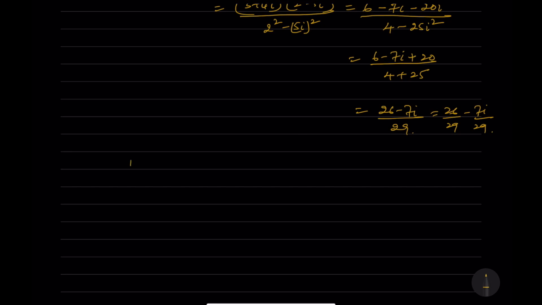Now we have some special cases. Suppose you are given the problem i to the power of 5. How to solve this problem? You can write this as i to the power of 4 into i. Now i to the power of 4 can be written as (i square) whole square into i. i square is equal to minus 1, so you get (minus 1) whole square into i, and (minus 1) whole square is equal to 1. So you get the answer as i.